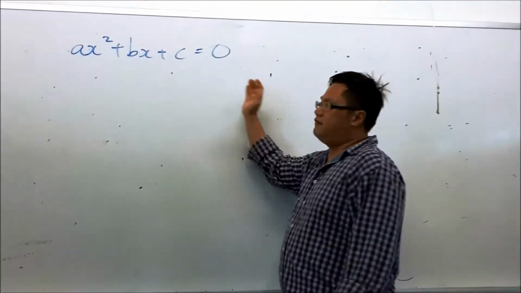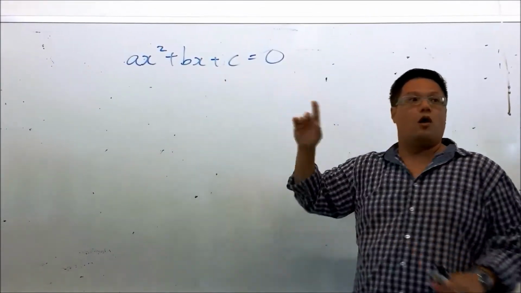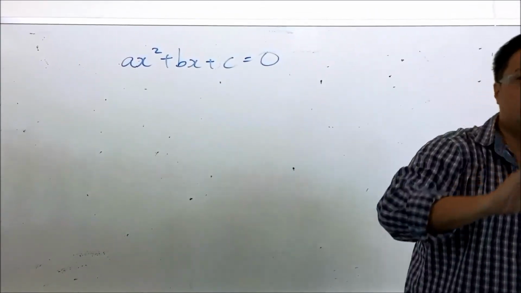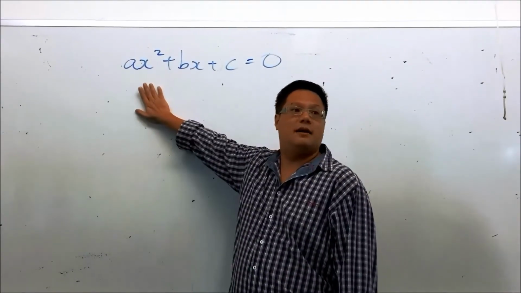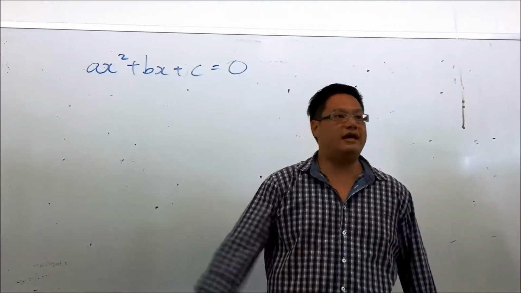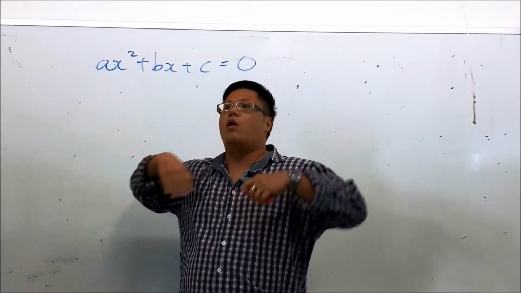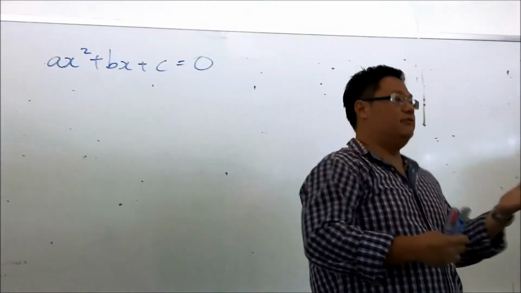So after I arrange it in the form of ax squared plus bx plus c equals 0, x squared, x, number equals 0, what's the next thing I tell you we must always do? Ensure that the coefficient of x squared is? Must it be 1? No, always ensure that it is positive. Always ensure that the coefficient of x squared is positive. Why do we do that? I've shared the reason with you.